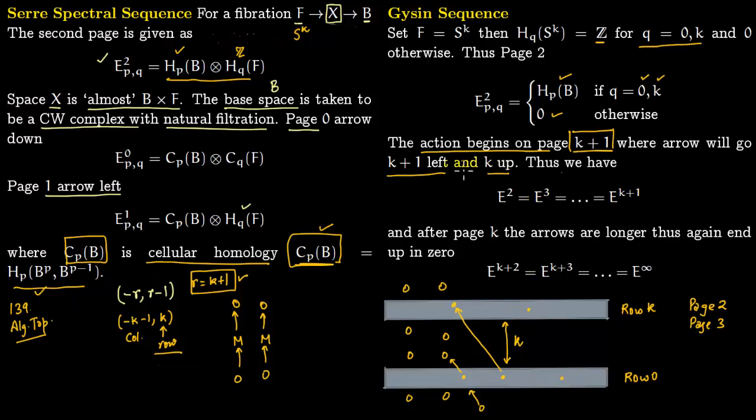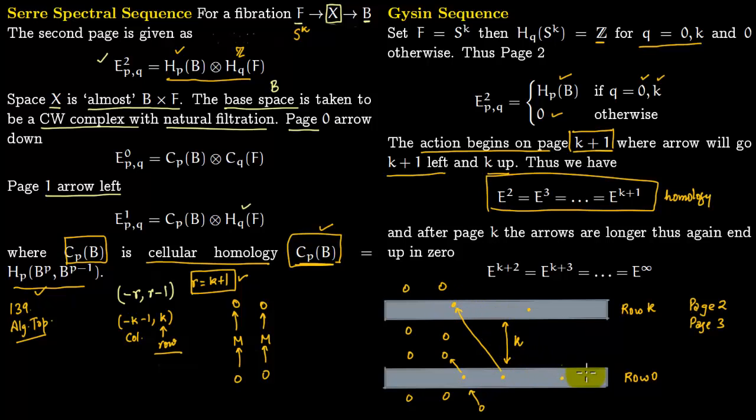So before page k plus 1 everything is the same. Then you take homology on page k plus 1. So here you will take homology. So this is now page k plus 1 where the arrow is going from here to here. You take its homology, and then after that you will put homology exactly at the same position. Now on page k plus 2 the arrows are longer. The arrows will no longer go from here to here.